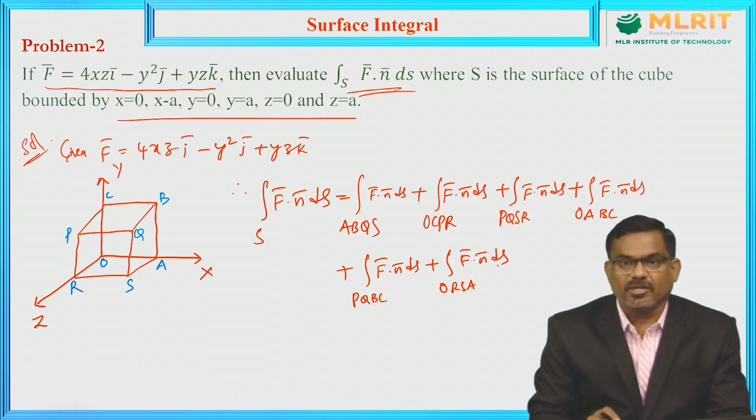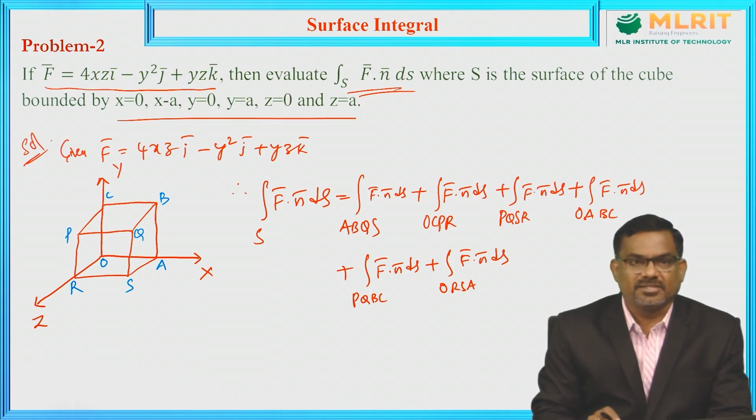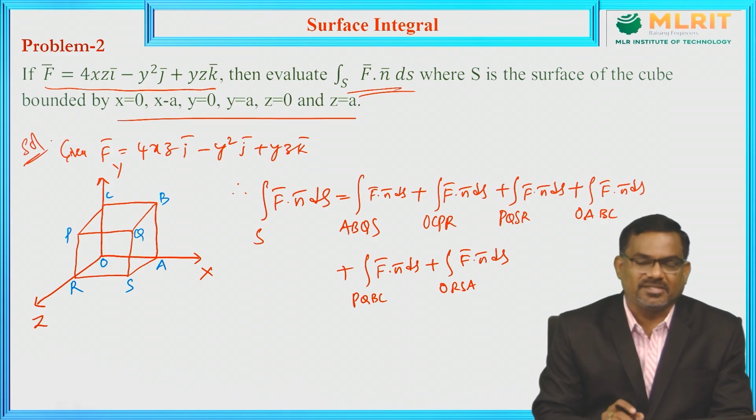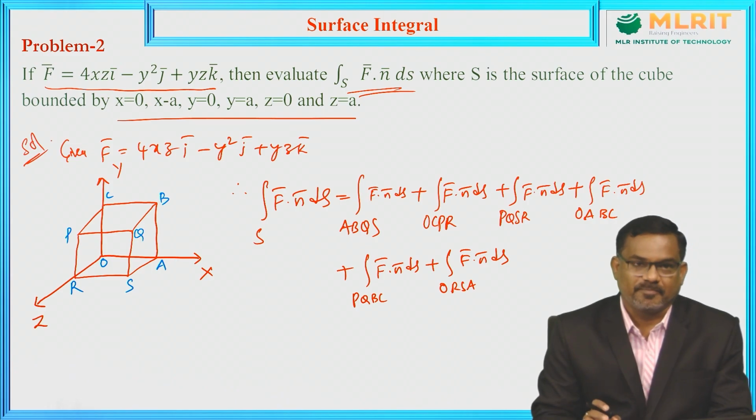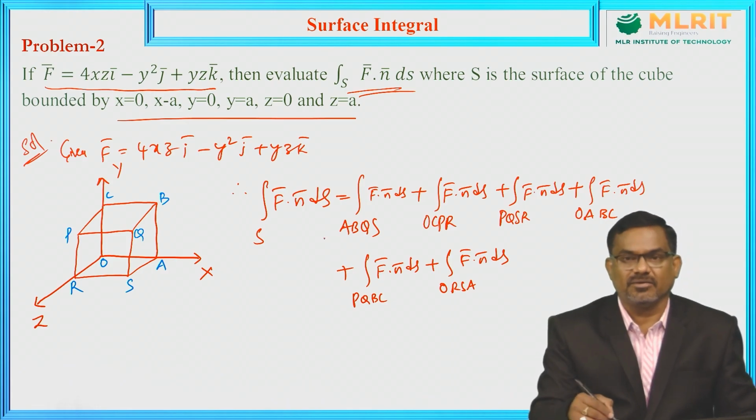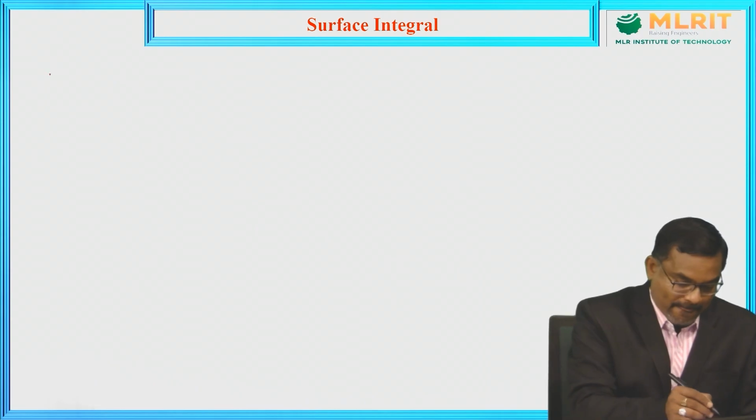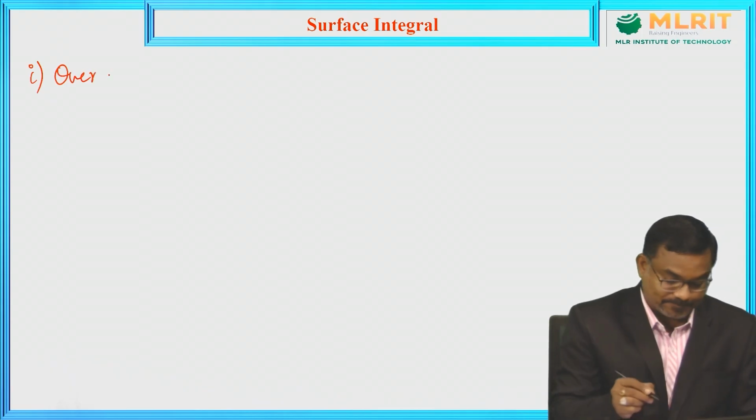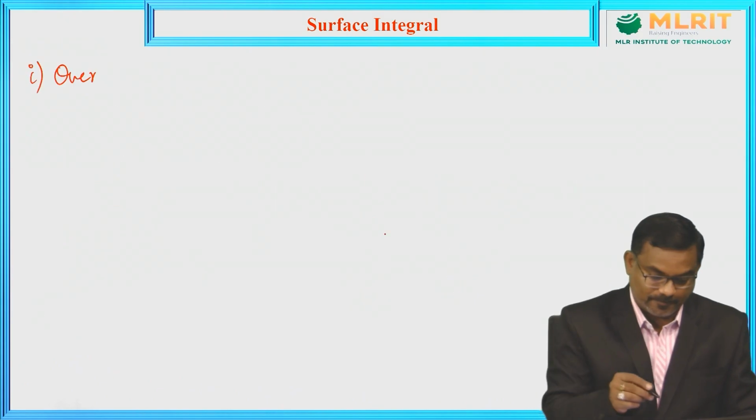So in this particular problem, since the surface is the cube and a cube has 6 faces, we need to evaluate the surface integral over each face. Now let us start finding the surface integral over each face. Now first one, over the face ABQS.